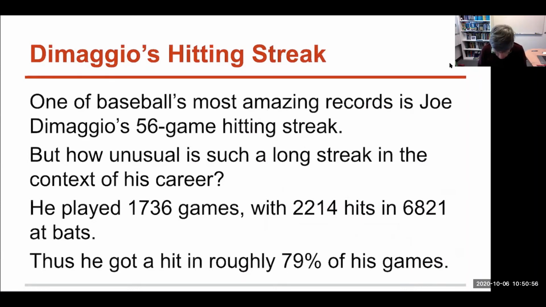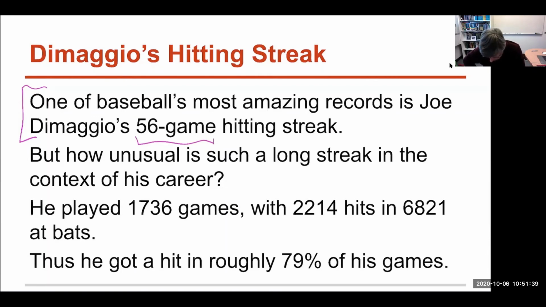Hopefully at the beginning of the semester, I turned all of you into baseball fans. There is a very famous record in baseball: what is the most number of games in a row that somebody got a hit in? A guy named Joe DiMaggio got hits in 56 straight games, and this is one of the famous unusual records in baseball. The question is, how unusual should it have been that he was able to, at some point in his career, get hits in 56 straight games?